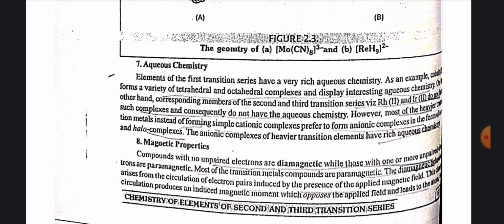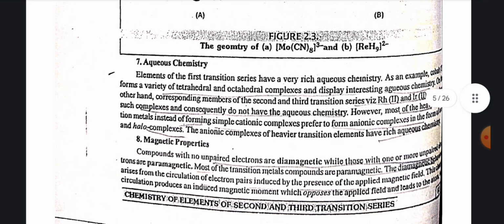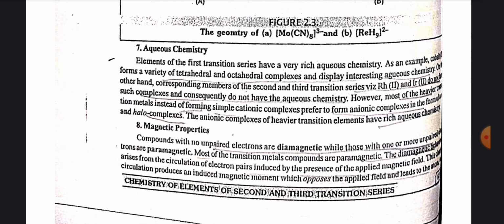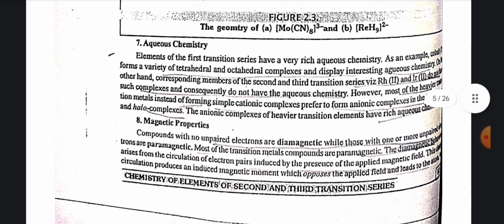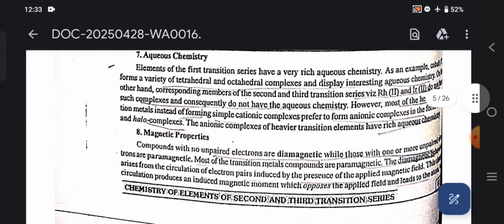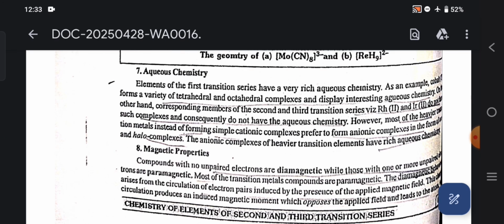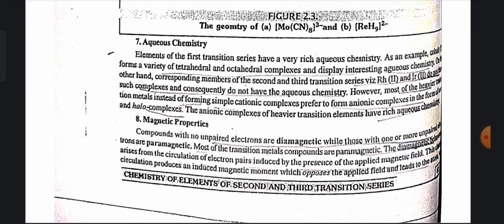Aqueous chemistry. Elements of the first transition series have very rich aqueous chemistry. As an example, cobalt forms a variety of tetrahedral and octahedral complexes and displays interesting aqueous chemistry. On the other hand, the corresponding members of the second and third transition series do not form such complexes and consequently do not have the aqueous chemistry.